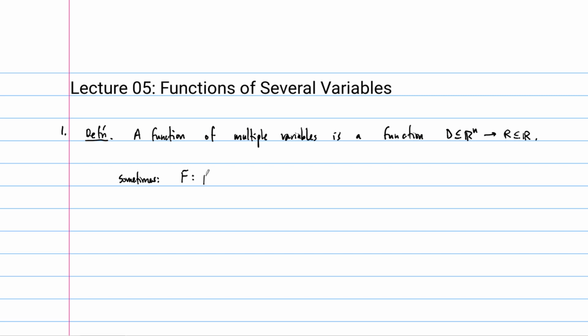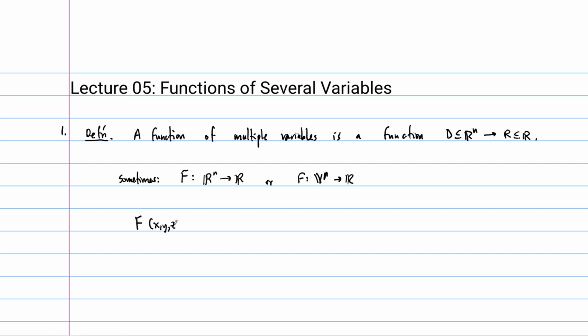But capital F maps, again, our domain D to the range R, but I'm going to write it just in terms of the number sets here. So Rn to R, all right? Or we could say that F maps Vn, the set of vectors, to R. And what's the difference? Well, the difference is just how we write down the formula, right?